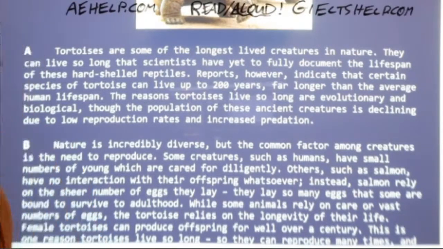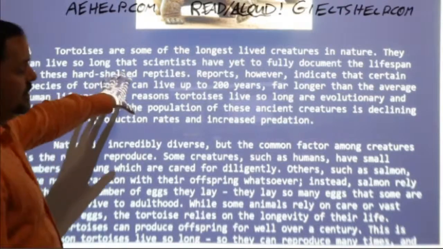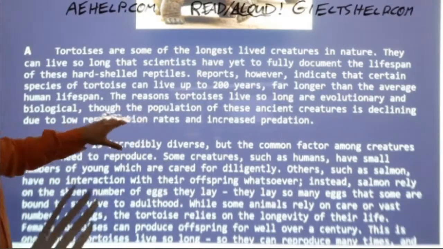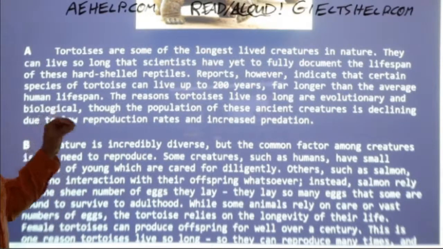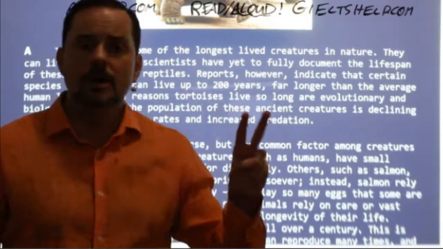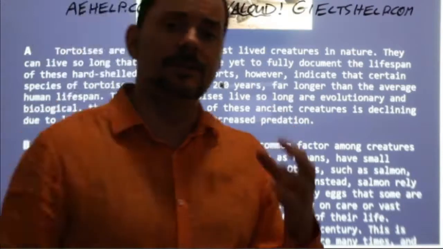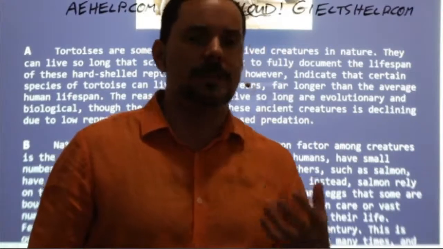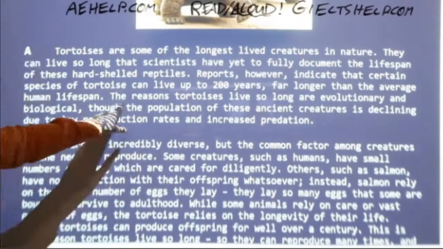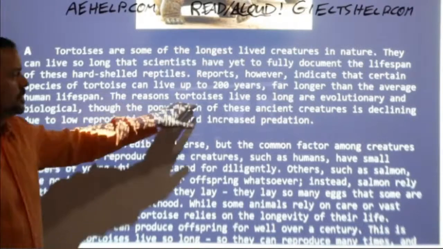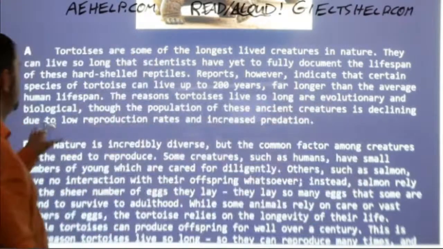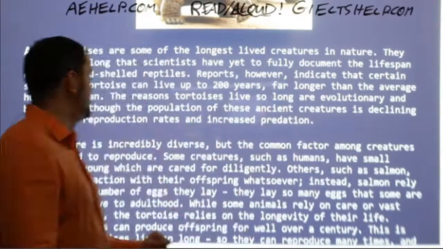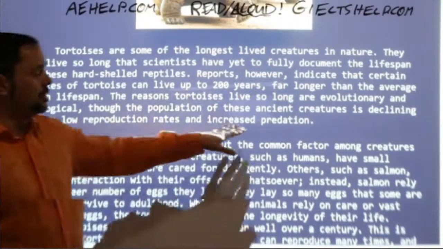All right. Now, of course, with this, it's the introduction, so I'm paying especially careful attention to the thesis statement. And the thesis statement here, for me, seems two-part. Okay, when I'm looking for the thesis statement in the introduction, I'm thinking, okay, where does this writer tell me what will be in the essay? And that comes here, okay? So the reasons tortoises live so long are evolutionary and biological. And then it continues, population of these ancient creatures is declining due to low reproduction and increased predation.